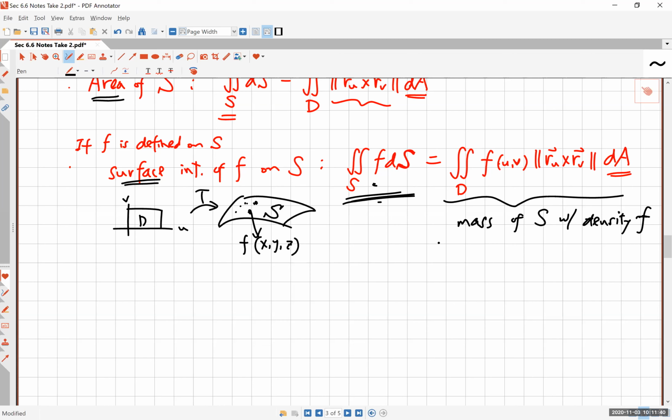Let's do an example of this. Several examples of this, right? Number one, find the area. I will write down this question.